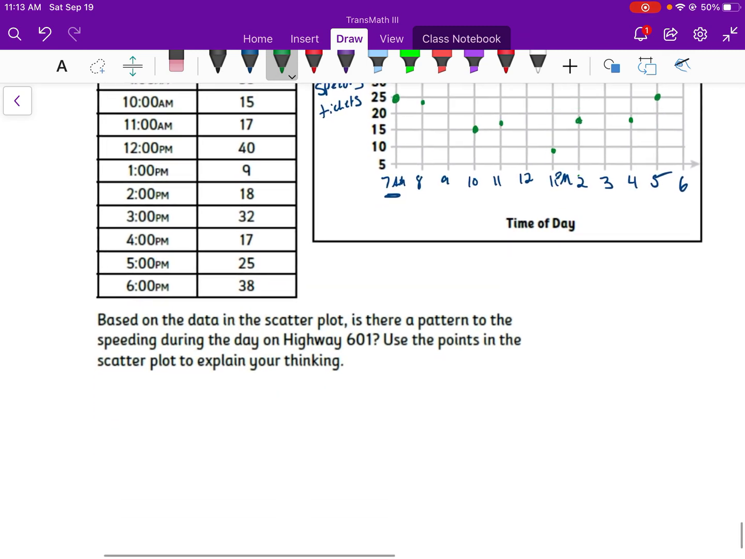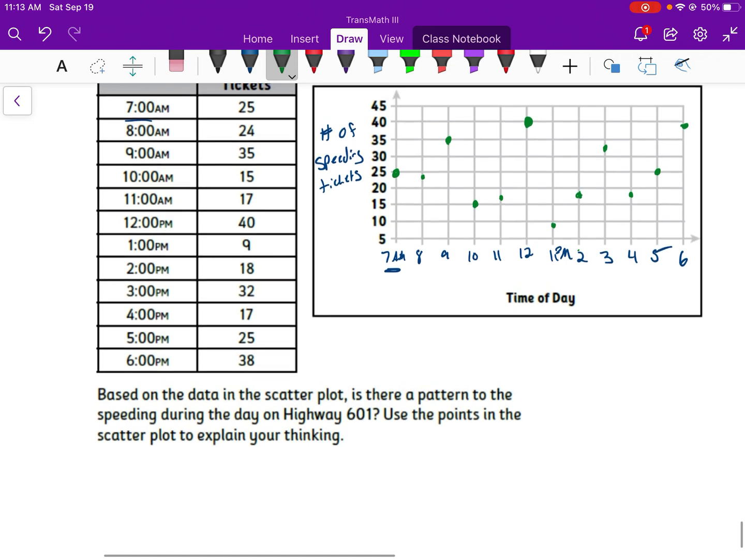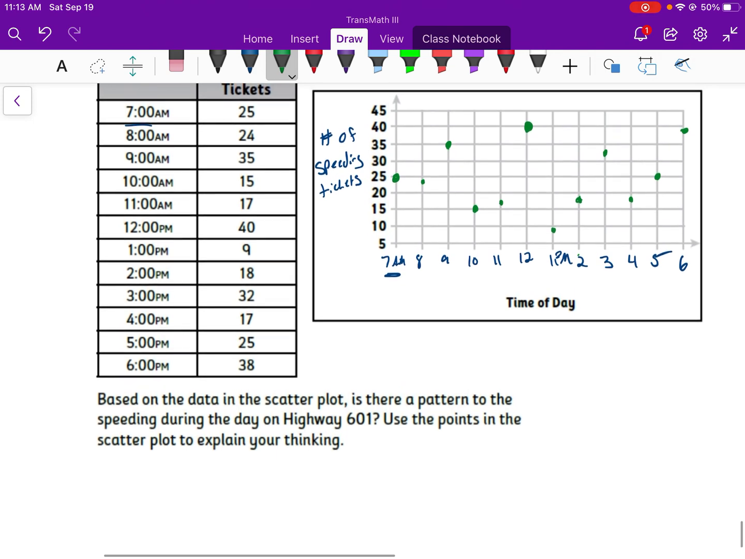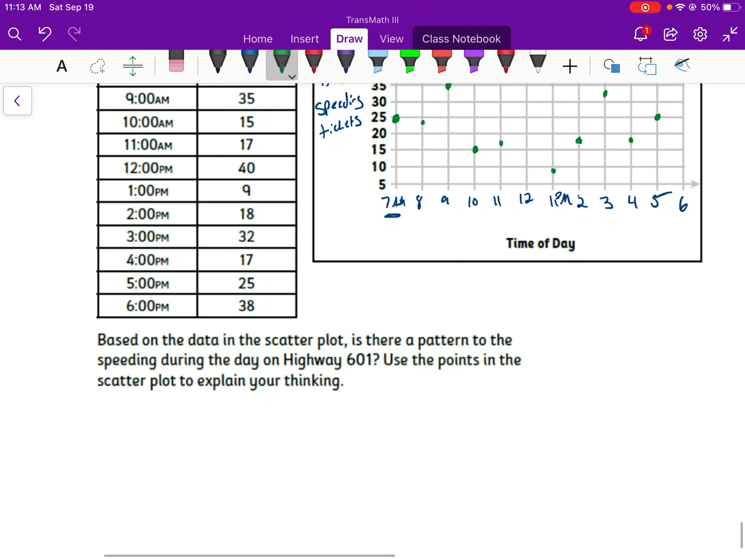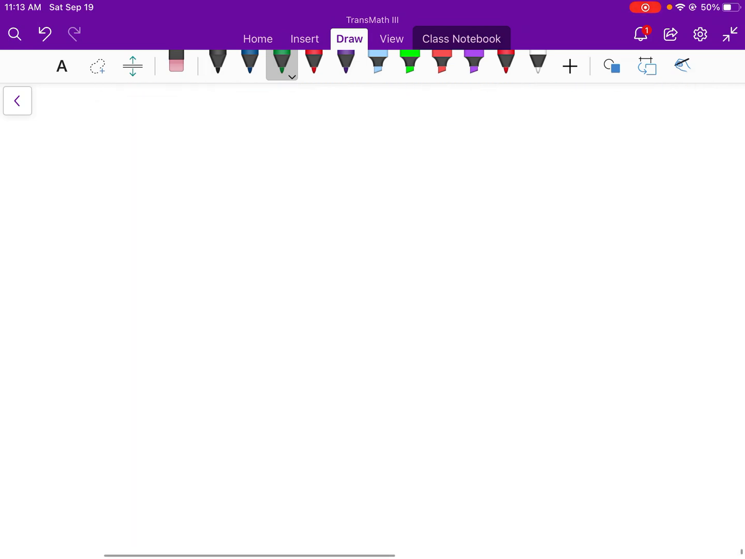What I'm really thinking here is these are the times that it's most busy. People driving to work, people driving for lunch, and then people driving home from work. So more tickets are happening when there are more people on the road. So that would be the explanation. Just more people on the road, more tickets.